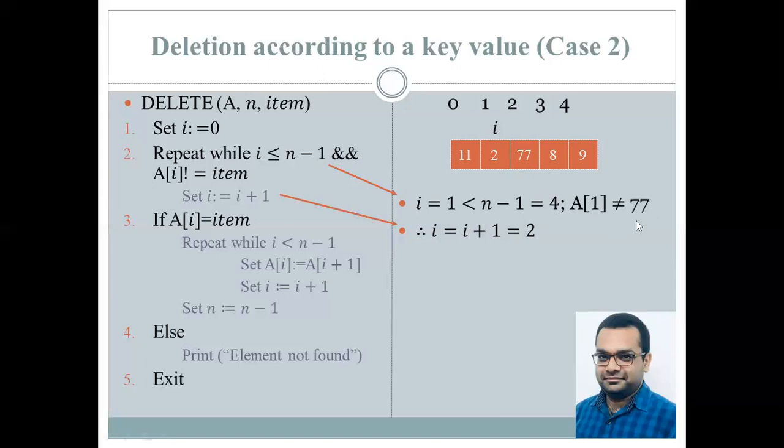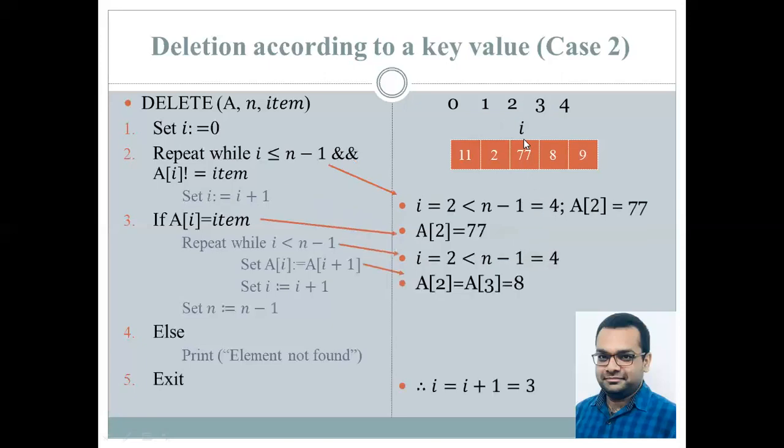Therefore, this test is again true. The condition is true that a of I is not equal to the item. Since both these conditions are true, the statement inside the while loop is executed and the value of I is incremented, and I points to value I plus 1, that is 2. So in the next iteration, I will come over here. Now you can see I points to the second index.